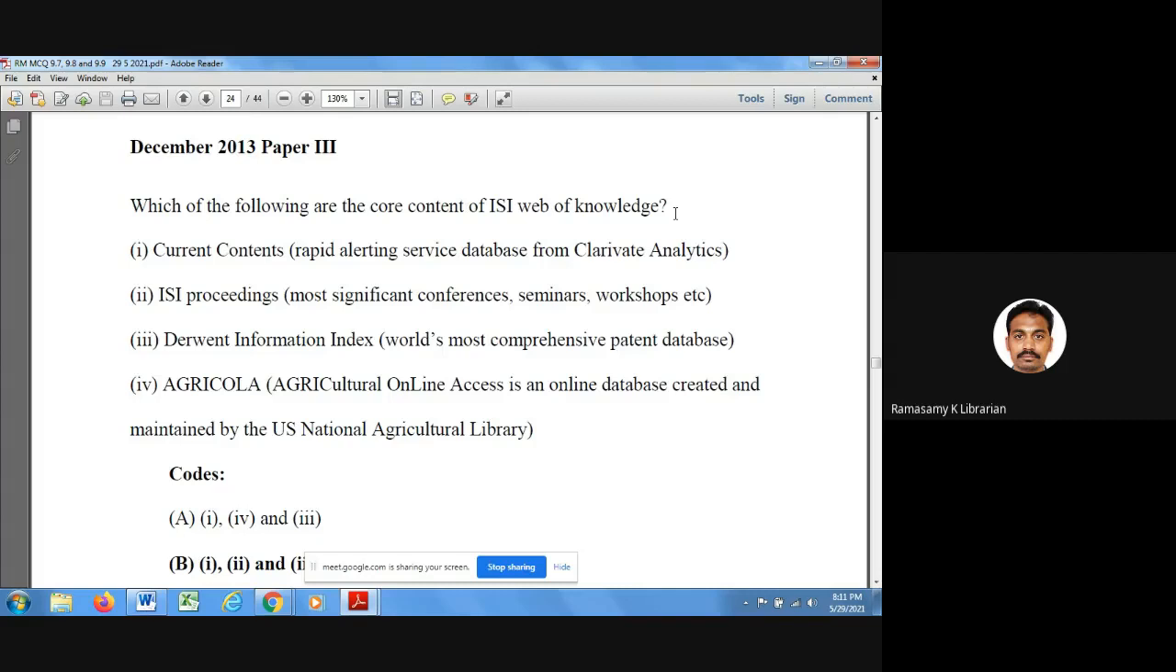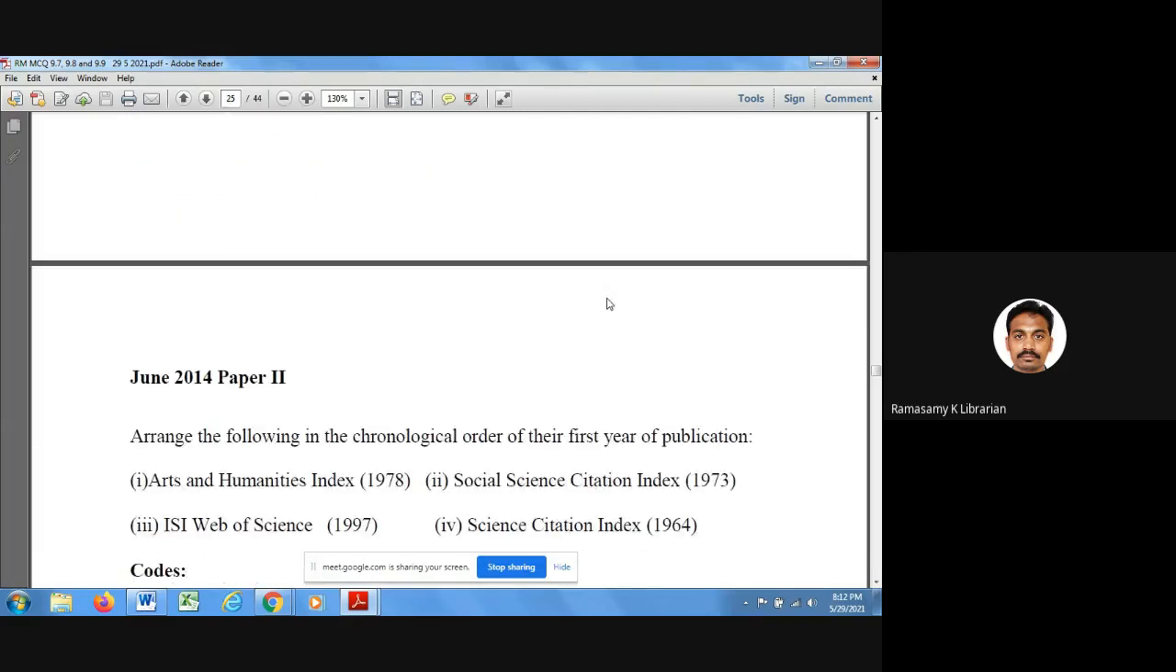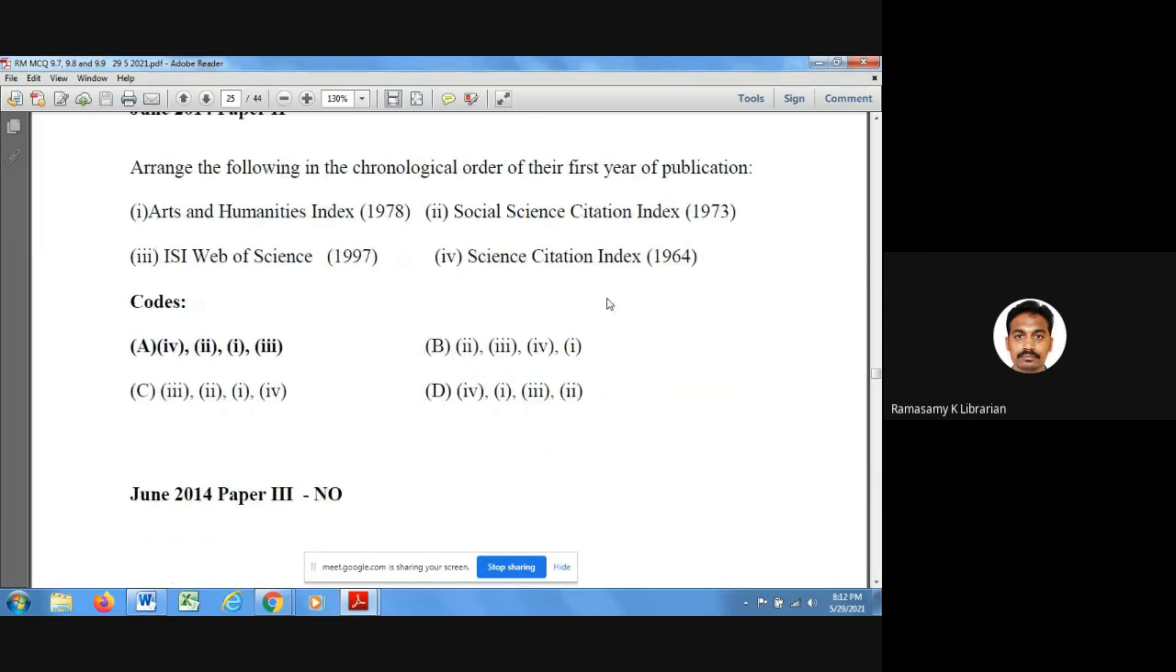But the last one, AGRICOLA. AGRICOLA is a kind of online access database which is maintained by the US National Agricultural Library. It has got nothing to do with the ISI Web of Knowledge. Fine, good. Next one, arrange the following in the chronological order of their first year of publication.